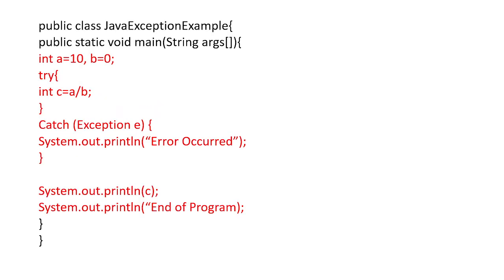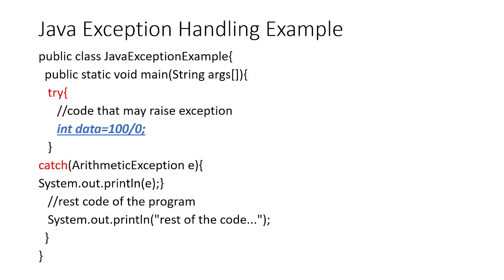For this problem, you have to apply exception handling. The code that may throw an exception is written in the try block, and the catch block handles the exception. And if you use finally, it will execute the program.